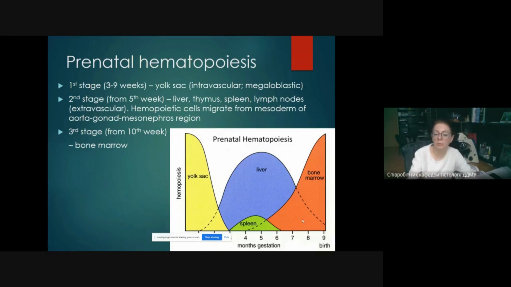So in the fetal period, we have another hemoglobin, we have nucleated erythrocytes, and we have quite other sites of hematopoiesis like the liver and the spleen.